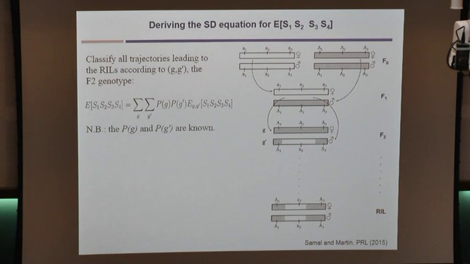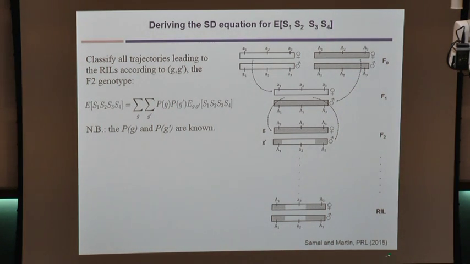Okay, and one can then write the expectation in terms of the expectations at the F2 state, which is this is the expectation at the F2 state. I know this is very difficult to grasp maybe the first time. And here is the formula, which is the expectation of the spin product, and these are the probabilities of getting the 2 gametes that form the RIL.